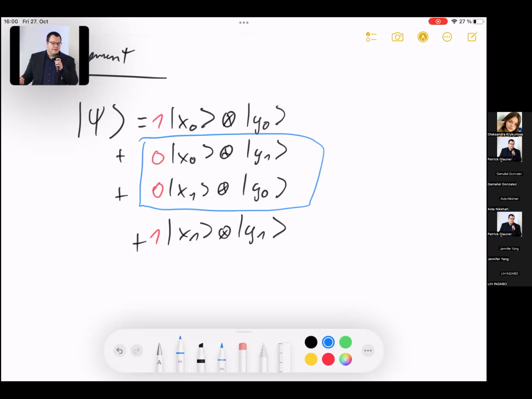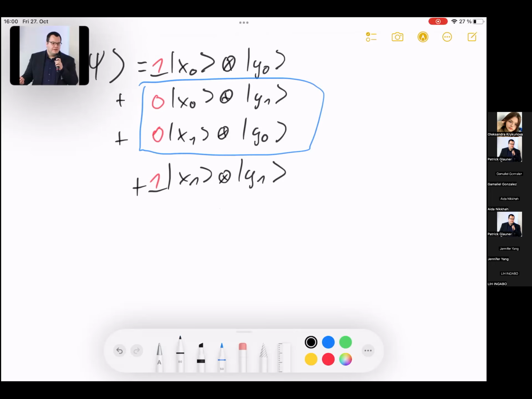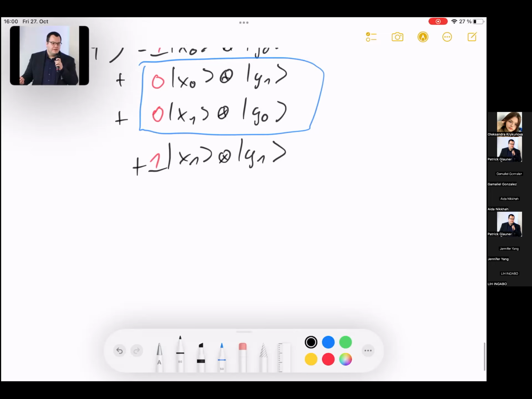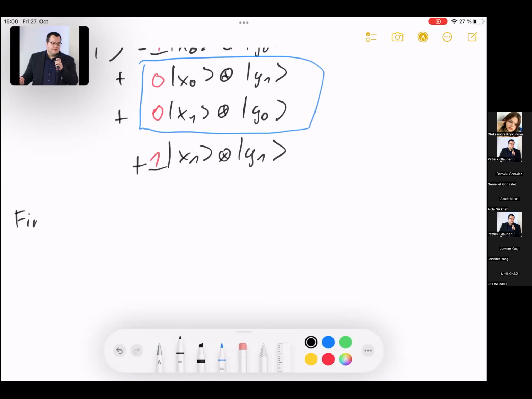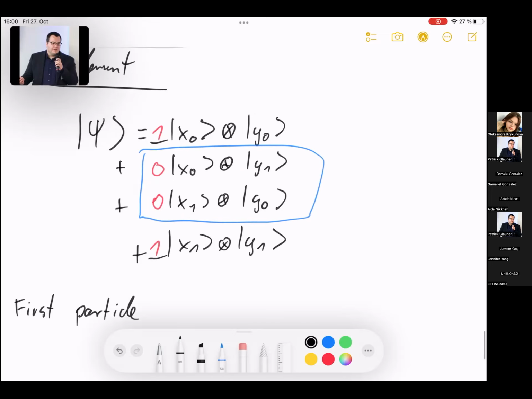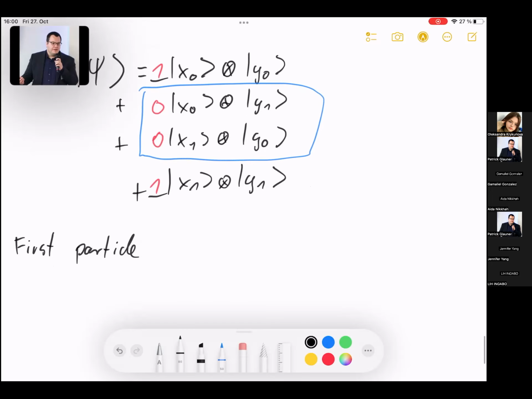And now for our psi, which are just these components with a 1, we can try to break this down into states from the first system. Every vector representing the first particle, so from the X system, which are x0 and x1, these are the two positions.